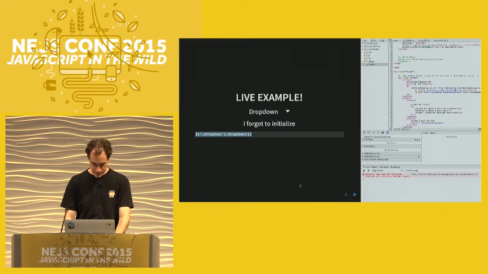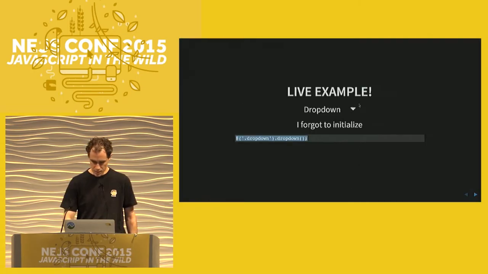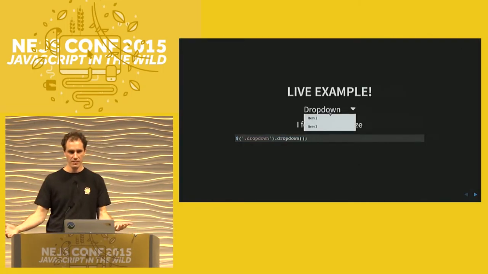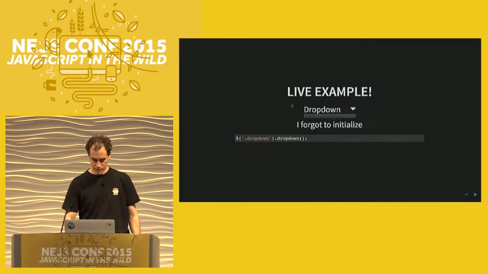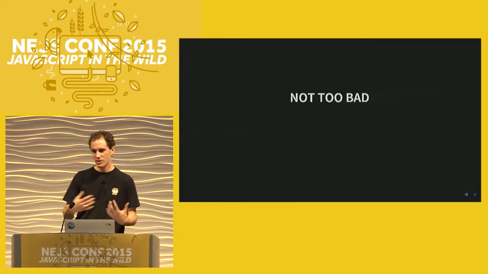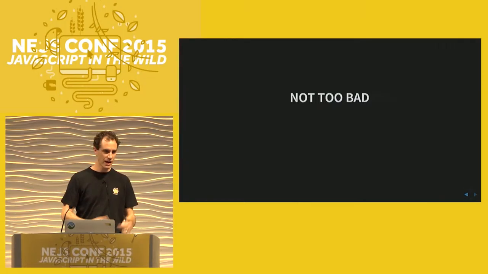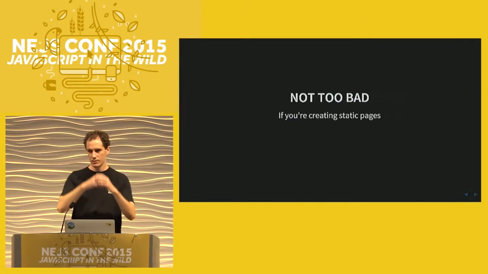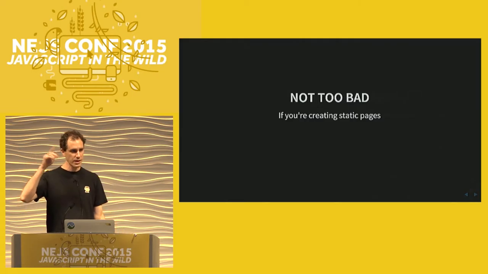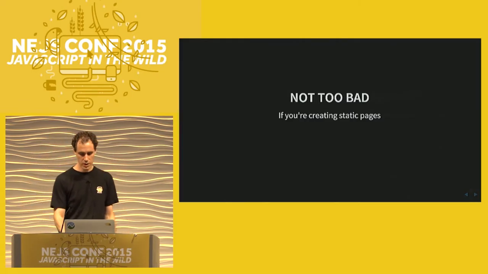So I'm going to take this method here, this initialization code, and go ahead and click on that and execute it in my browser. Oops. And then now you'll see my dropdown works, right? So great. That's not too bad to have to do that, right? To forget to initialize it and then actually do it. Especially if you have a static site, you can just grab all the dropdowns in your site and say .dropdown and initialize it just the way you want.